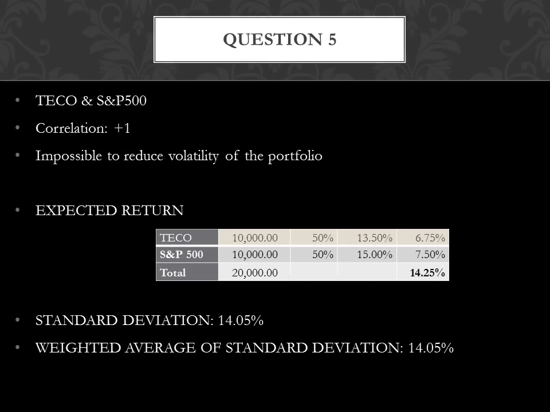To analyze the risk reduction effect, we need to analyze the correlation of TICO and the S&P 500. The correlation of the two securities is positive 1. This means that there is a perfect positive relationship between the return of TICO and the returns of the market. Therefore, it is impossible to reduce the volatility of the portfolio since both securities move exactly the same way. There will not be any risk reduction effect with this combination of stocks.